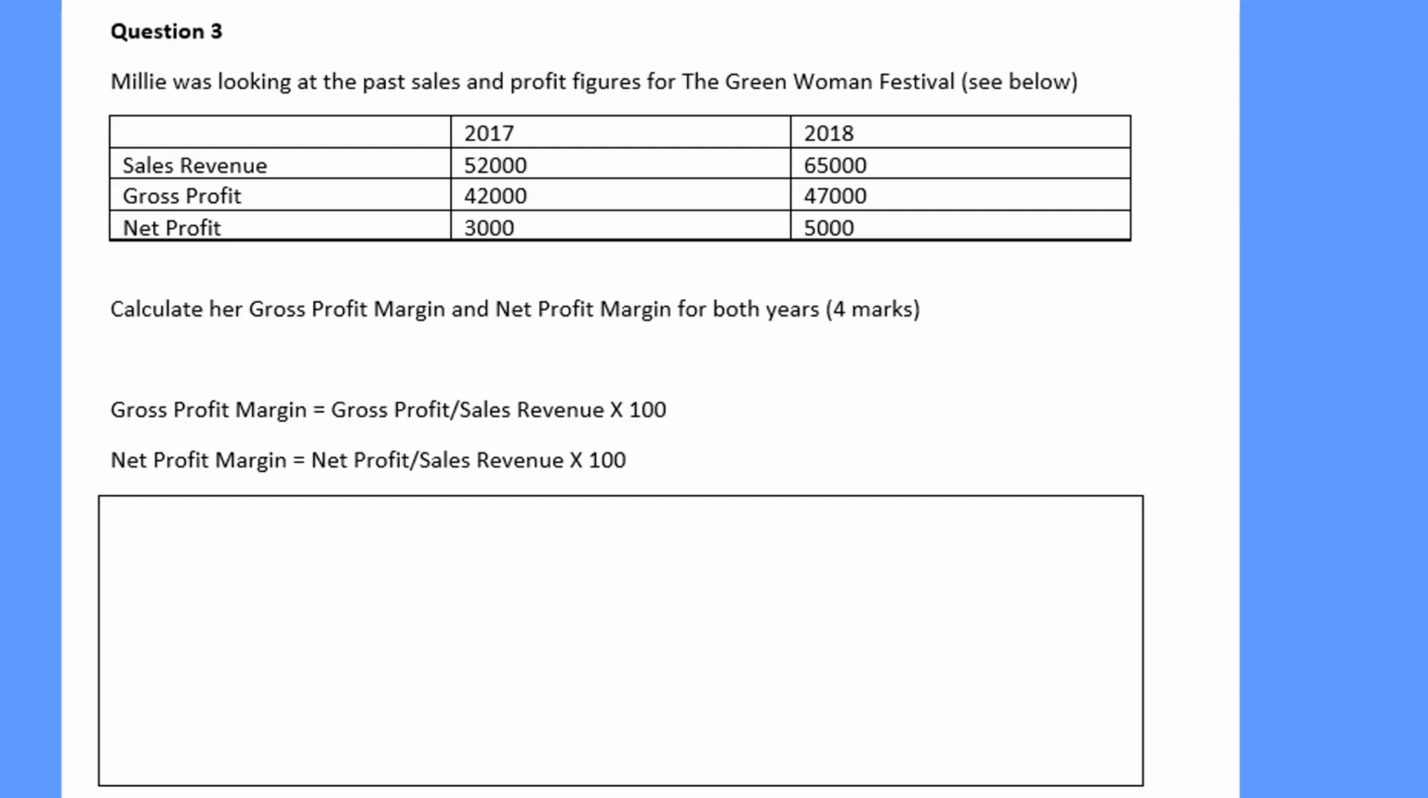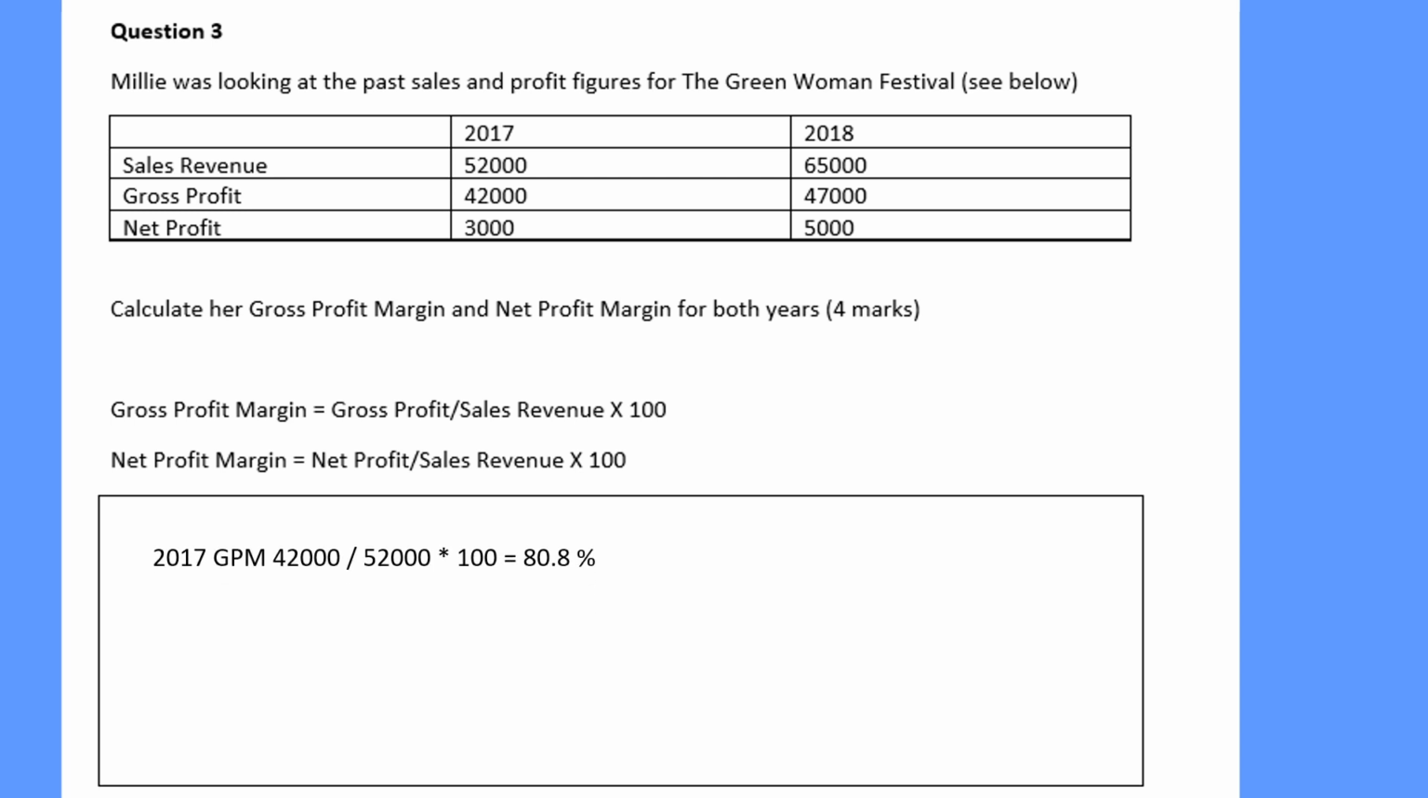Even though question 3 looks quite unpleasant, actually it's probably one of the easiest ones because the exam board give you the equations that you need to use. So you've been asked to calculate the gross profit margin and the net profit margin for both years. So first of all, we're going to do the gross profit margin for 2017.